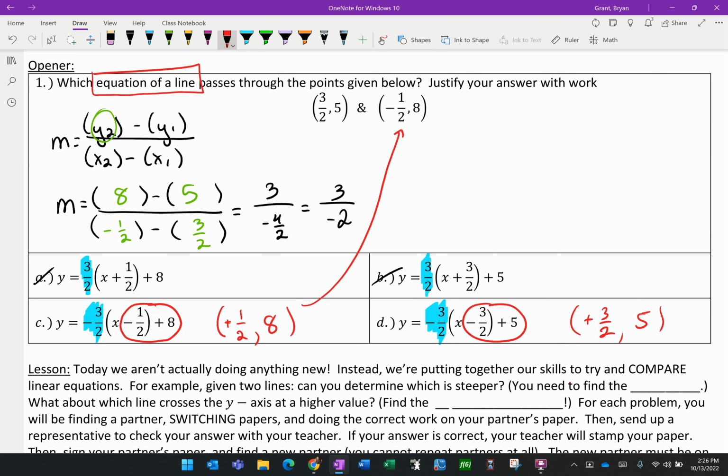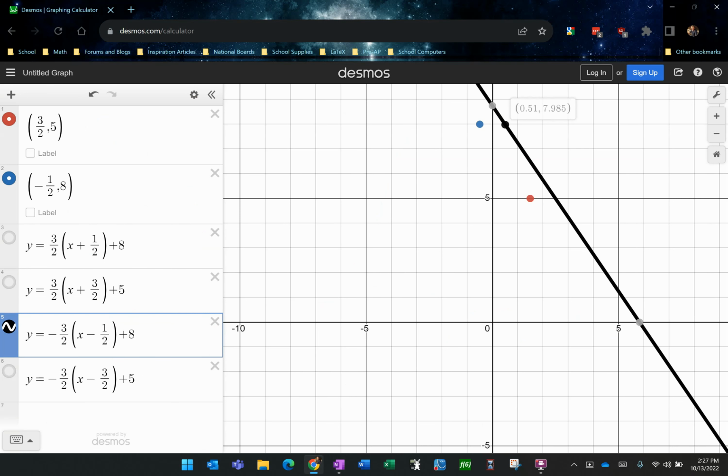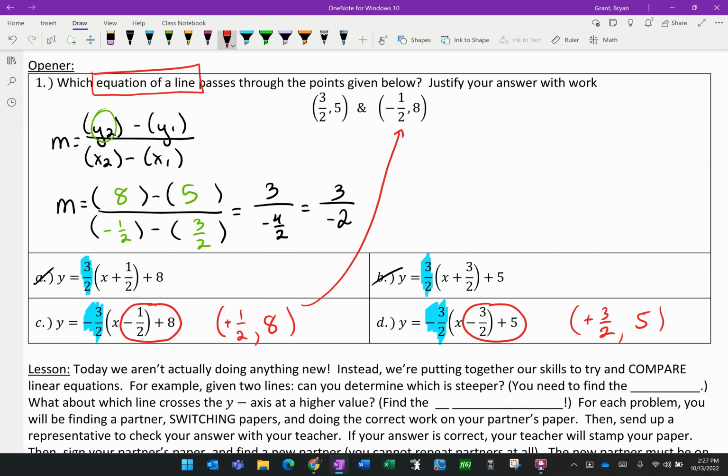In fact, let's take a look at part C. I have the graph prepared for you over here. Yeah, look, it doesn't go through either of those points, right? Positive 1/2 comma 8 would be this point right here, give or take. There we go. And so it passes through that, but not either of the other 2 points. So I think that one's not it either, which means by process of elimination, we're looking at D.